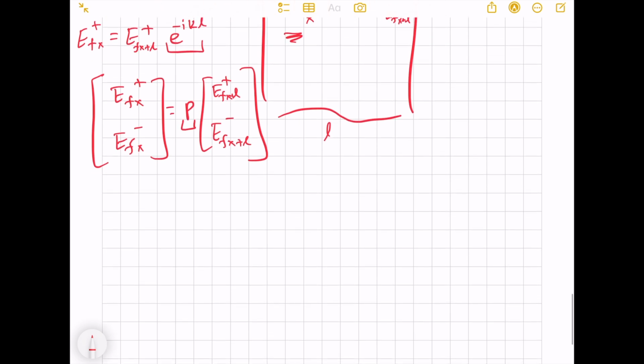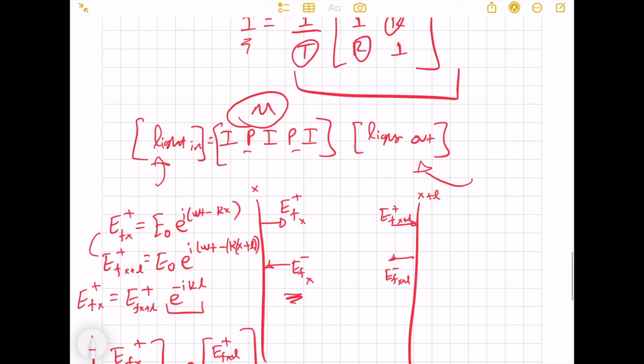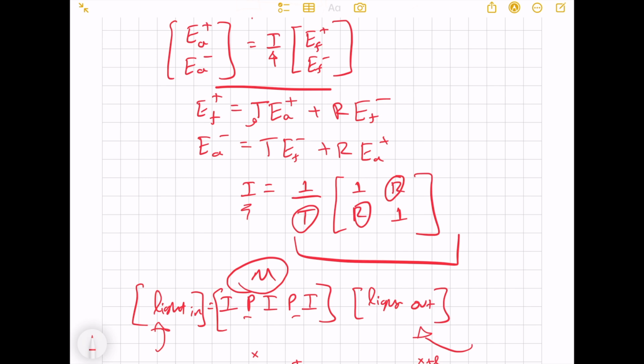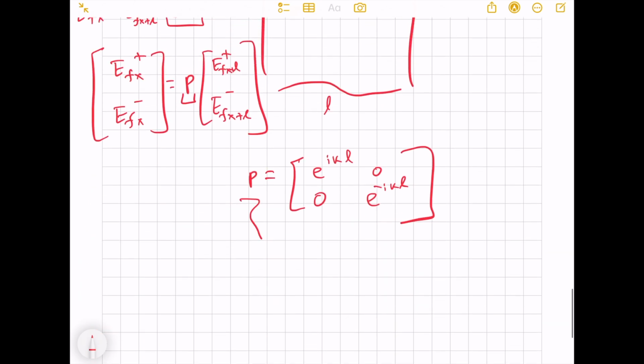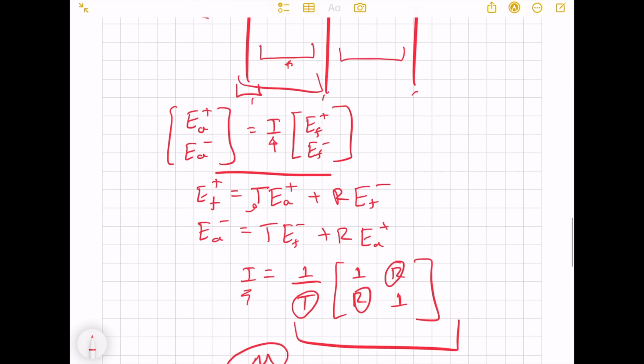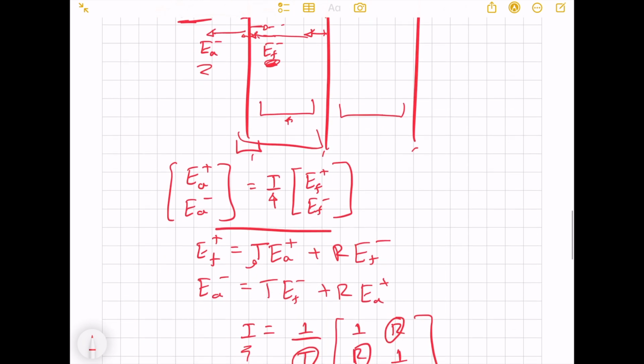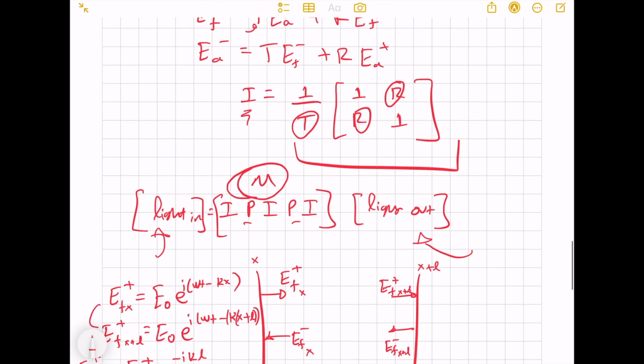So if you do the algebra, what you're going to find is P is equal to e to the i k L, 0, 0, and then e to the minus i k L. Sorry for going through this quickly, but I'm going to put this in the notes, otherwise it's going to be very long. So at the end of the day, you're going to have each of these propagation matrices for the different layers through which you propagate, and you assemble that into this M matrix.